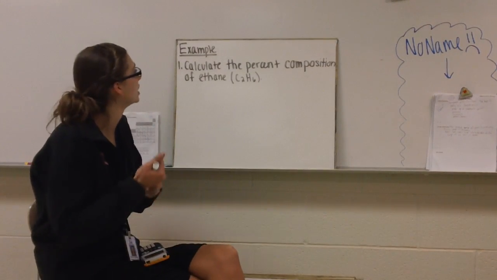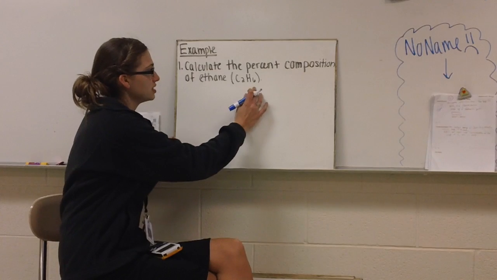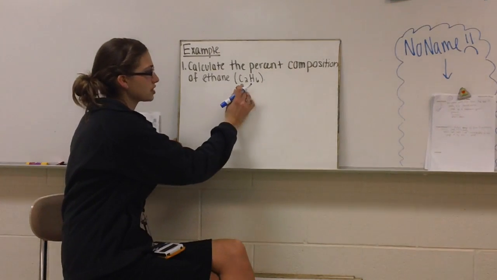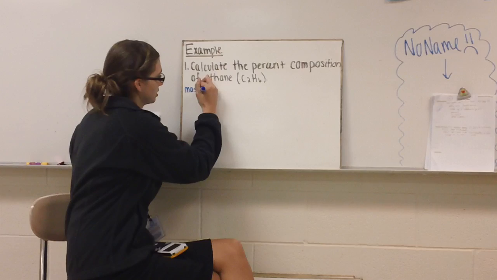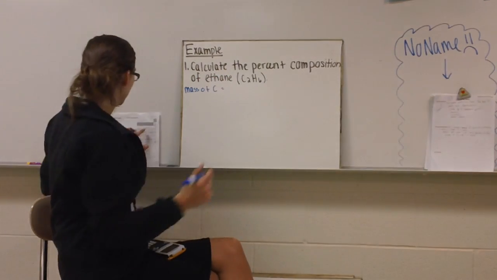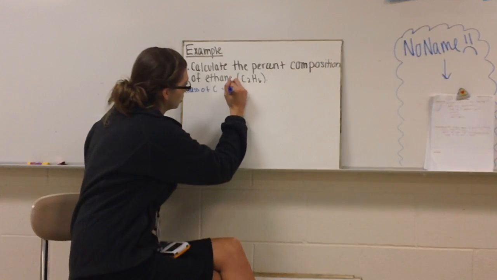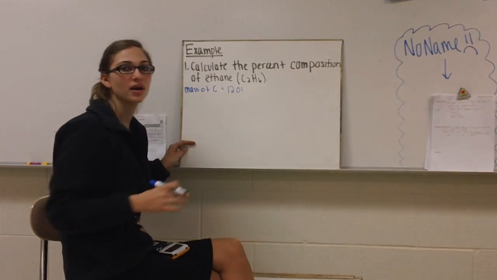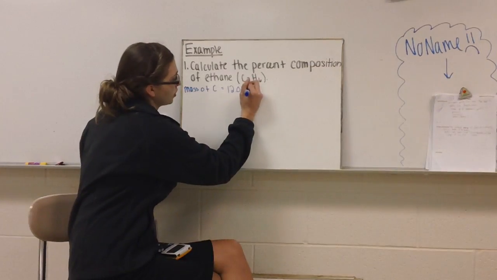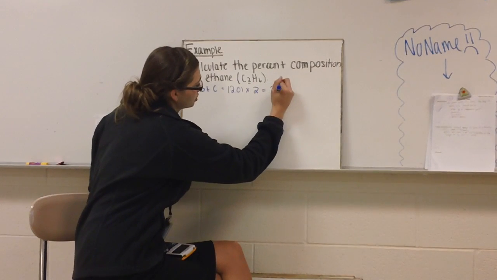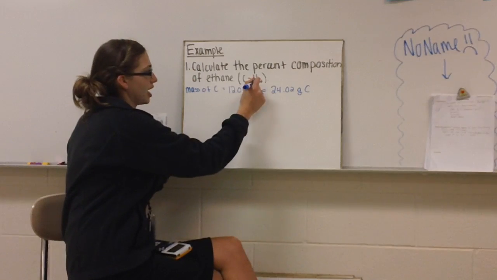So here's an example for you. Calculate the percent composition of ethane. So here we have C2H6. So I have carbon and I have hydrogen. So first I'm going to look up the mass of carbon. So I go to my periodic table and I figure out that it's 12.01. That is the amount of grams for 1 carbon. But I have 2 here. My subscript tells me that I have 2, so I multiply it by 2. And that would give me 24.02 grams of carbon.